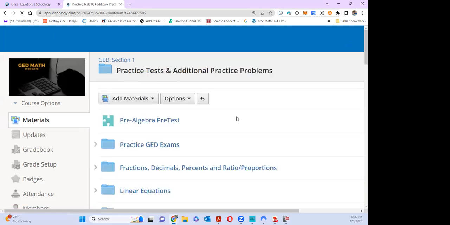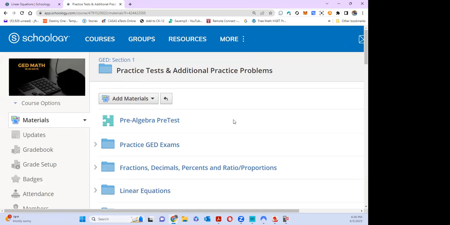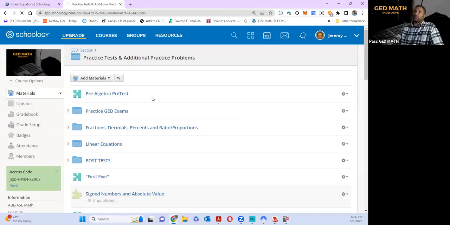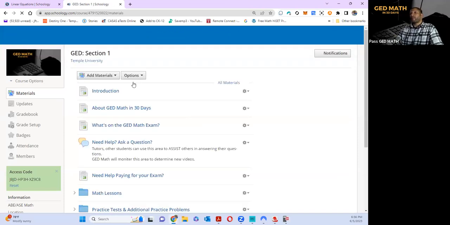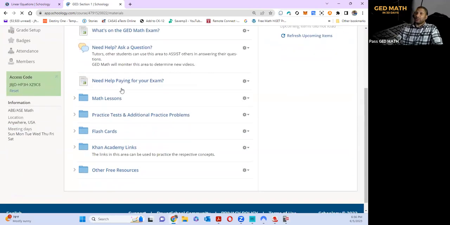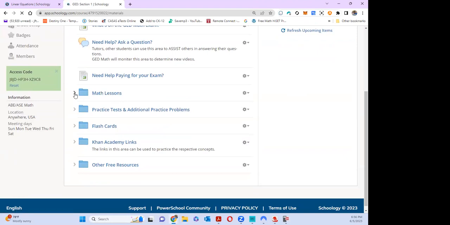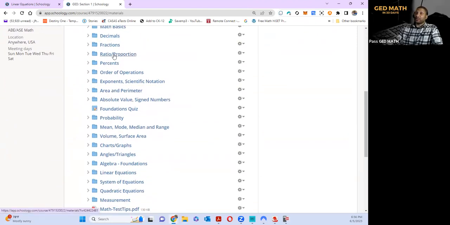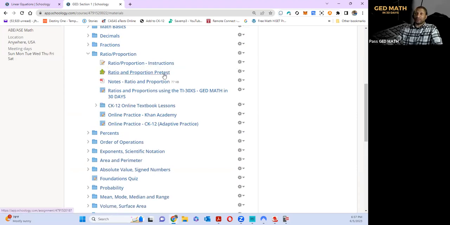Can you show me how to get into your lessons, like the math lessons, so I know I'm signed up for your Schoology too? Okay, so what you're going to do is when you come into GED section 1, you're going to see introduction, all this stuff. So here go math lessons right here. Hit that arrow. Math basics, decimals, fraction, ratio, proportion. No matter what you sign into, say if it was ratio and proportion, you should see a pretest.